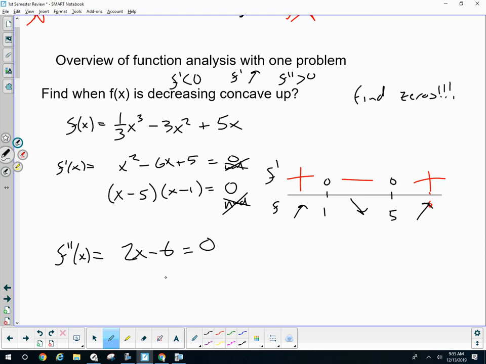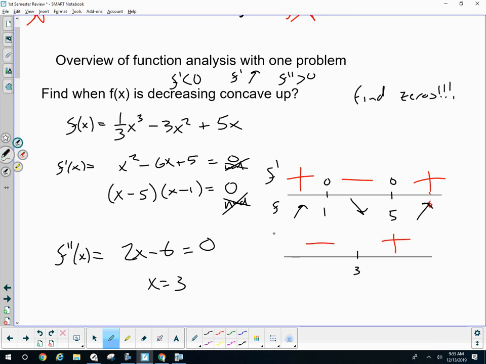I'll exhaust its zeros or see when it could change signs. I find that it's just at 3. I'll throw down another number line. I'll make sure it's lined up with my first one. I see 3 is in between 1 and 5. If I plug in something a little bit greater than 3, I get positives. 4 times 2 is 8 minus 6. That's a positive. Plug in something like 0, I get negative 6, negative.